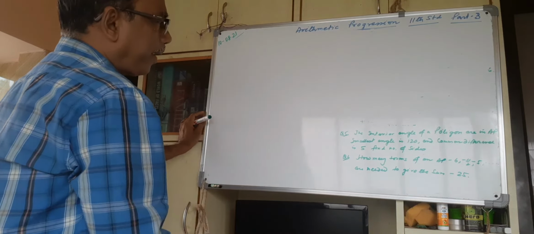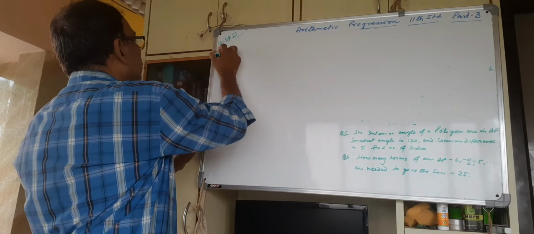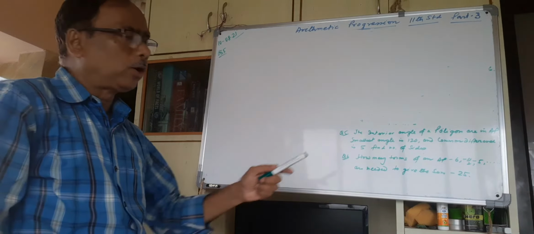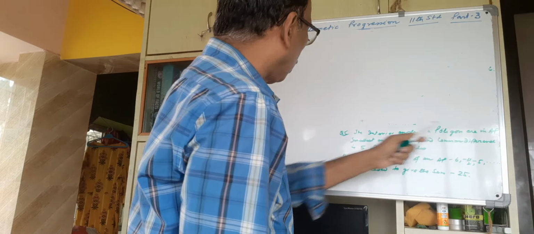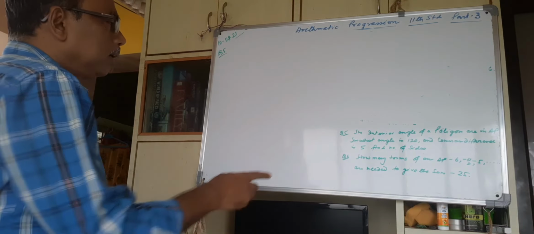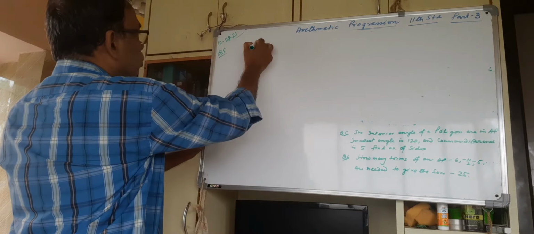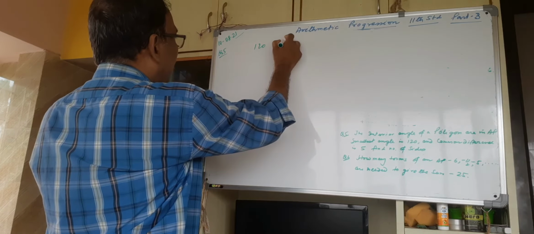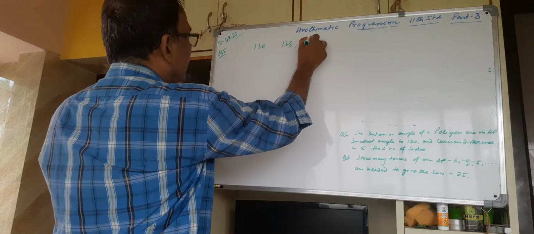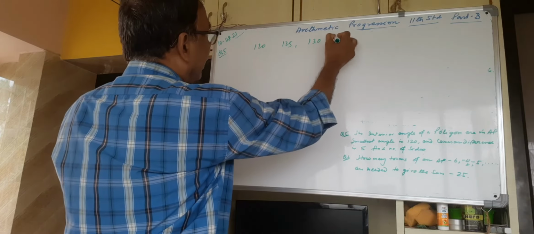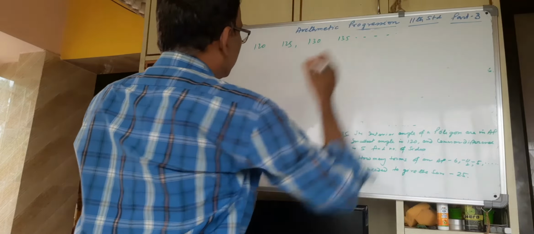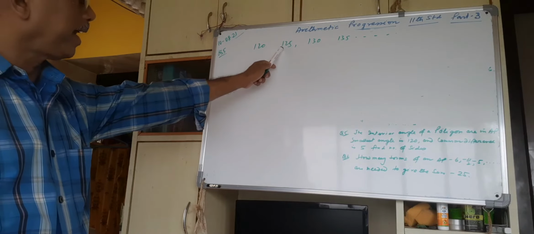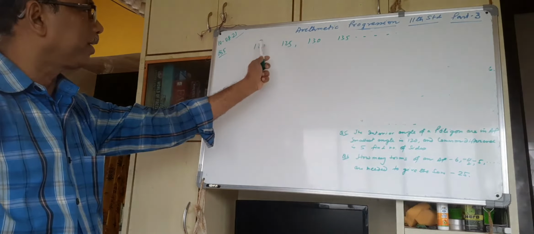Next, question number 5. Interior angle of a polygon in AP, smallest angle. Suppose the smallest angle is 120 and the common difference is 5, which means the next angle will be 125, next 130, next 135, like this. The smallest angle is this, then the second angle, the third angle, because the common difference is 5.